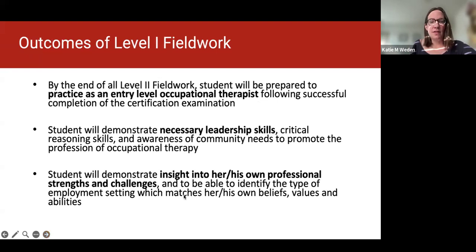Okay. So we've said this a million times. You're going to finish at the level of practicing as an entry-level therapist. Also looking for leadership skills, right? Ability to speak to what the role of OT is. And then ideally, as you meet with your educator, they're looking that you're also showing some insight into your professional strengths and challenges, etc.